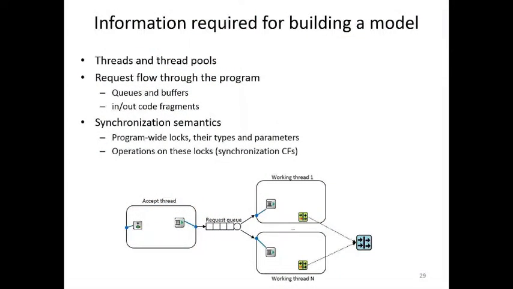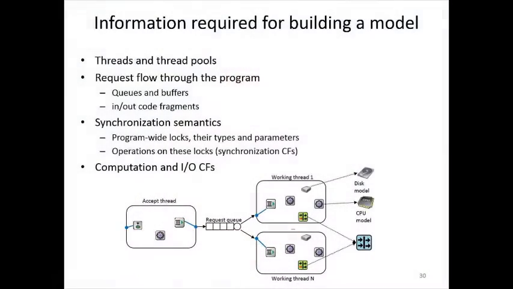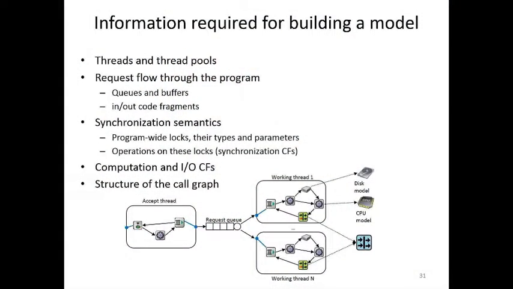that access those queues. We need semantics of synchronization, which means we need to know about all the locks in a program, their types, and about synchronization code fragments, which represent synchronization operations performed on these locks by threads. And we definitely need information about computations and I/O, these code fragments, and we need to restore the structure of this call graph, how this works all together.